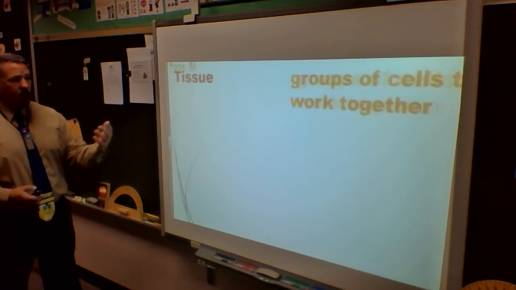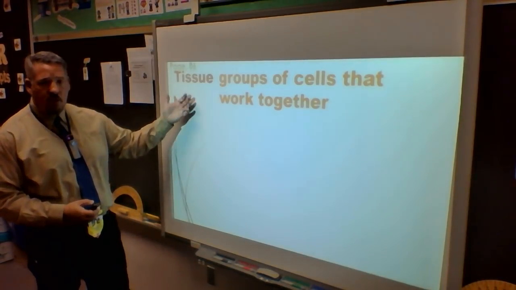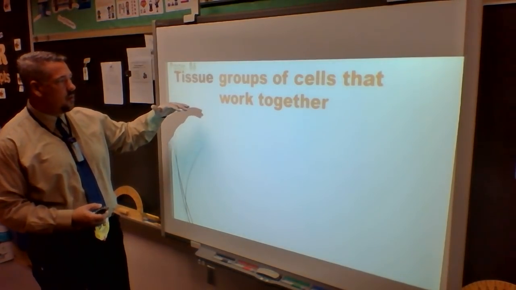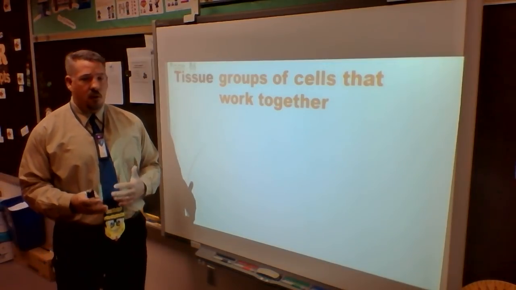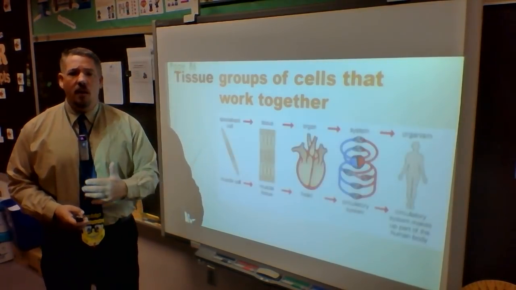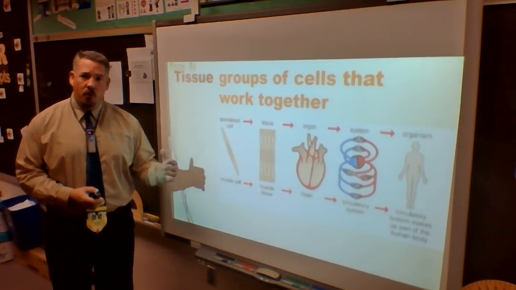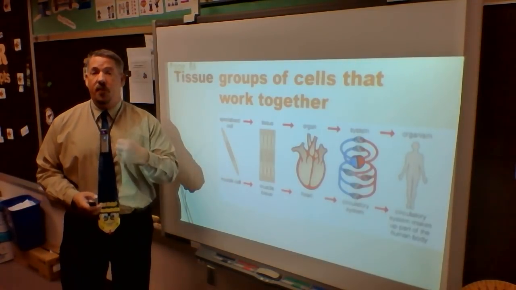When I look at how the organisms are set up, I mentioned this a little bit ago, maybe 2 weeks ago. Tissue, it's a group of cells that work together. So when we get into health, we'll talk more about this. But we talked about how cells are designed for specific jobs.